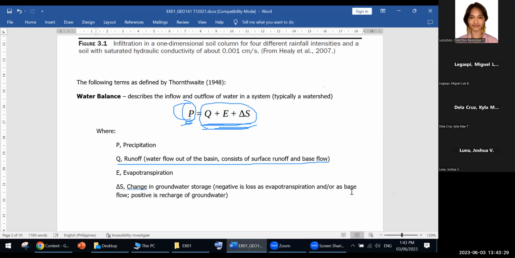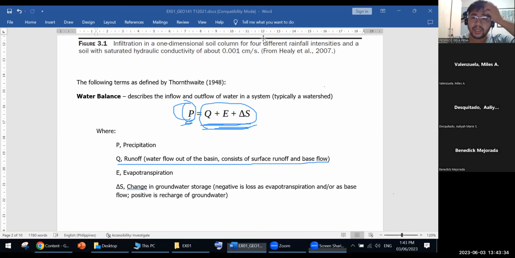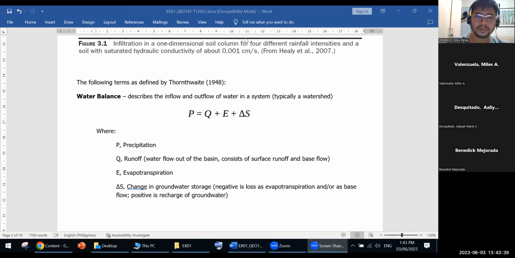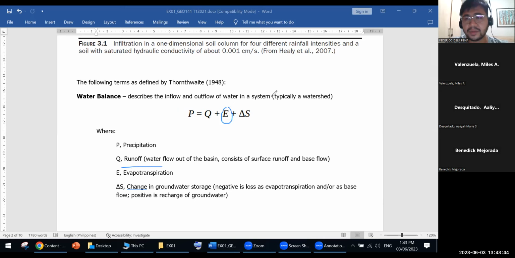Alright. Saan ba tayo? Alright. After runoff, let's talk about evapotranspiration. Usually, this is one of the largest sources of water loss in a watershed. This can account for like 30% of the water loss.